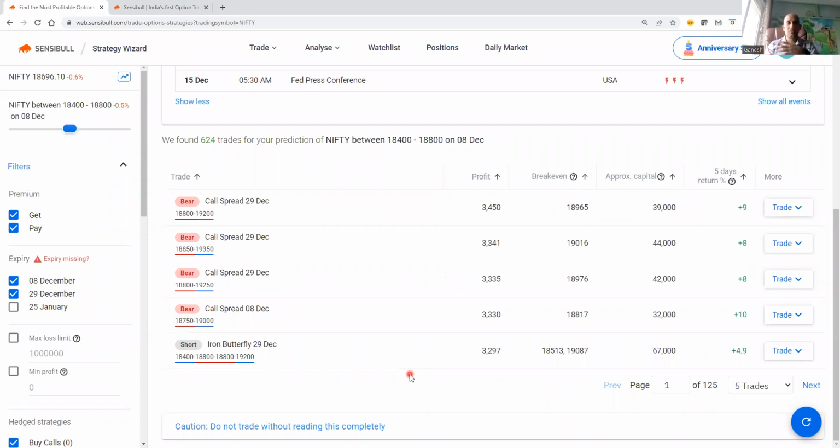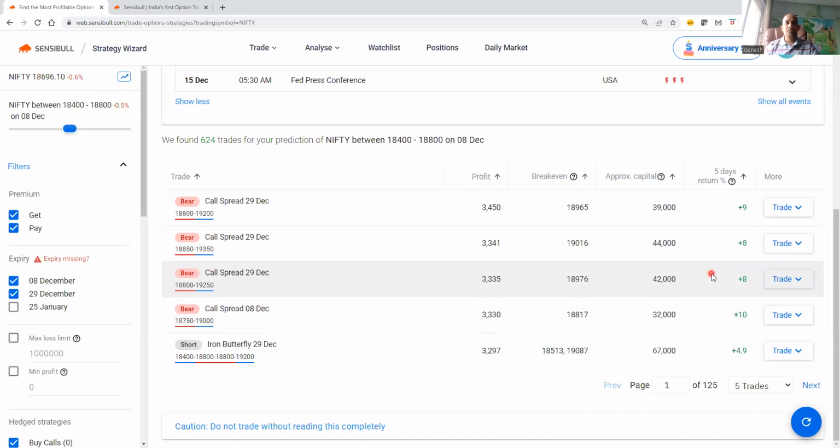So as I gave, 18,400 to 18,800, it is suggesting a call spread, and various other strategies. For every strategy it tells you the max profit, break even, approximate capital requirement, and what return you can expect in 5 days. All the things are there. If you like any of them as per your comfort level, you can plan and trade.